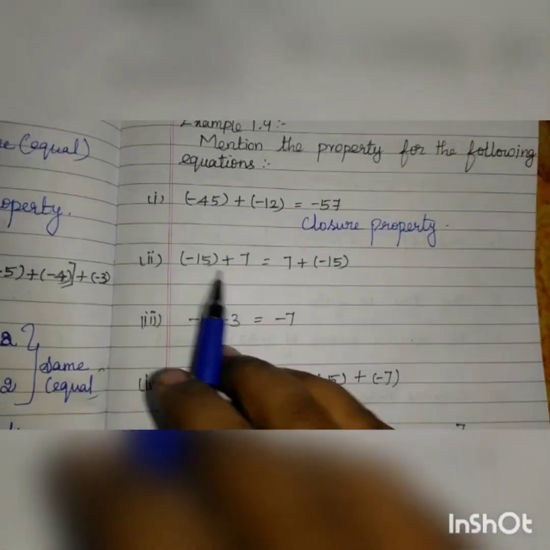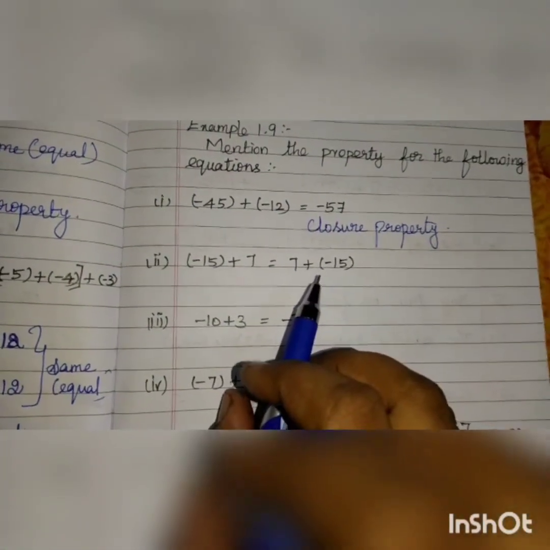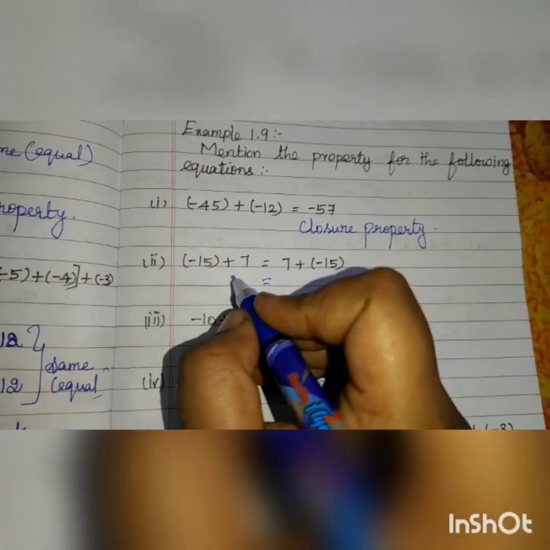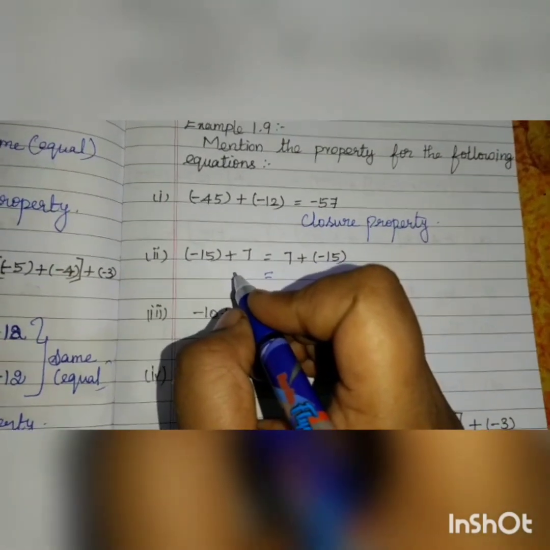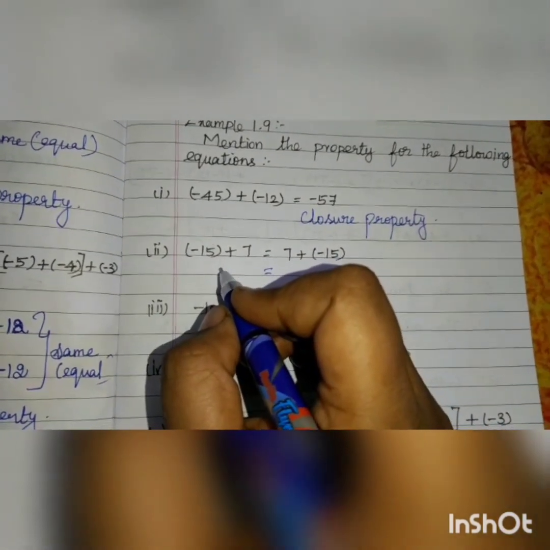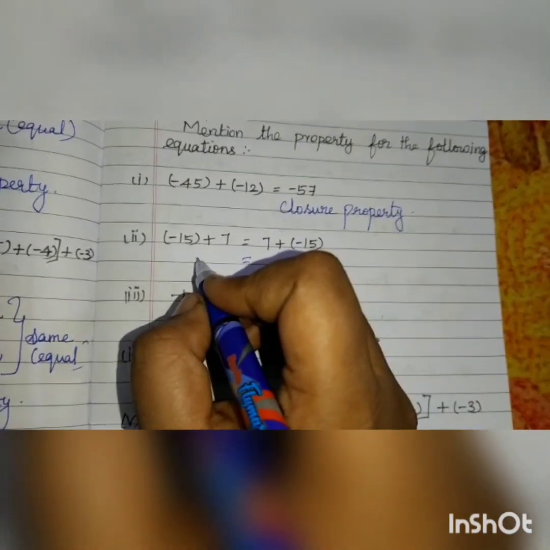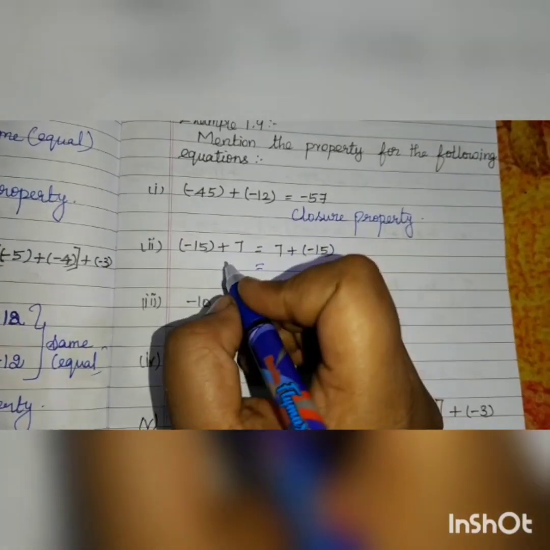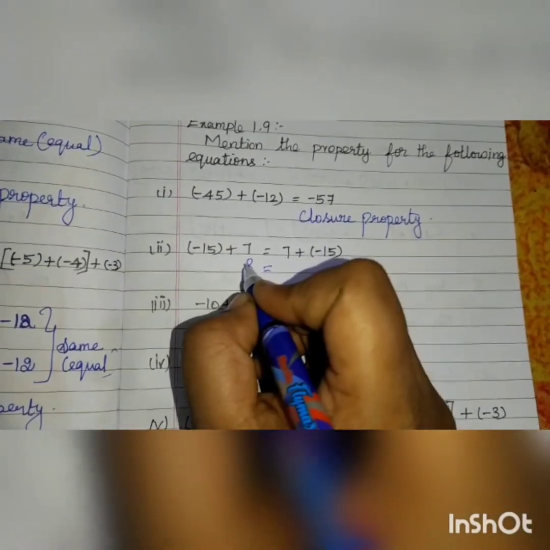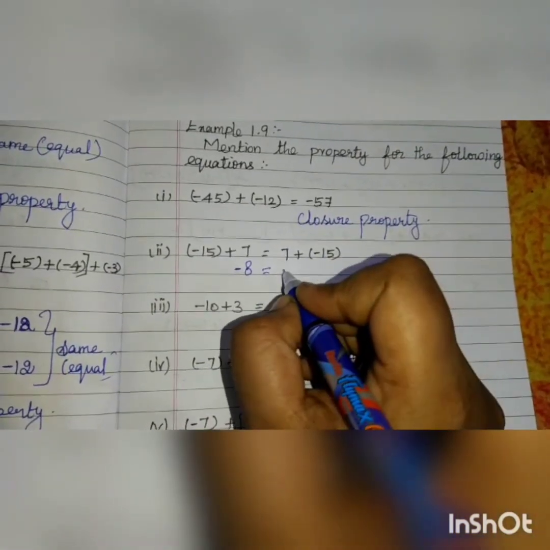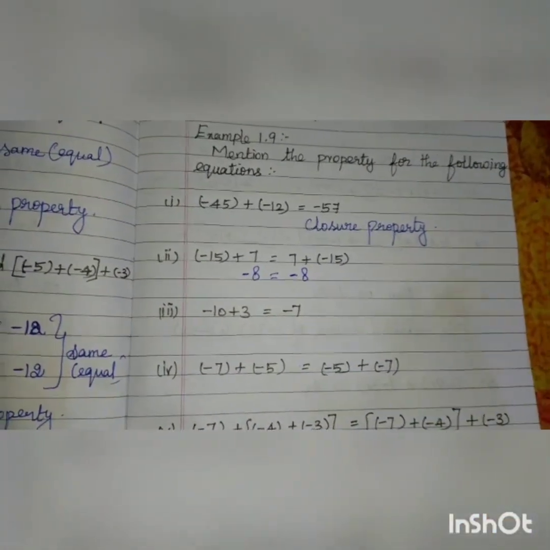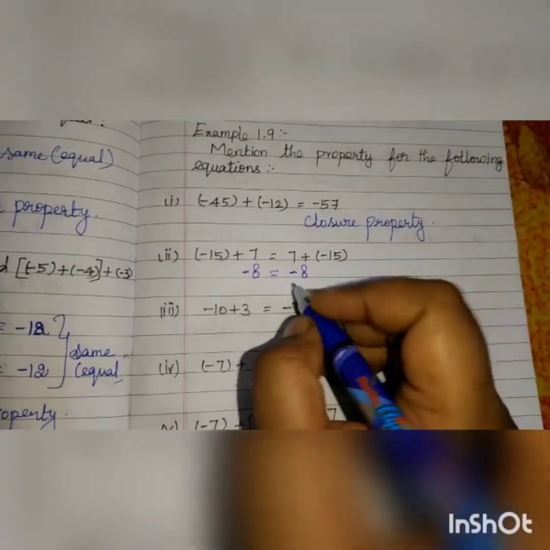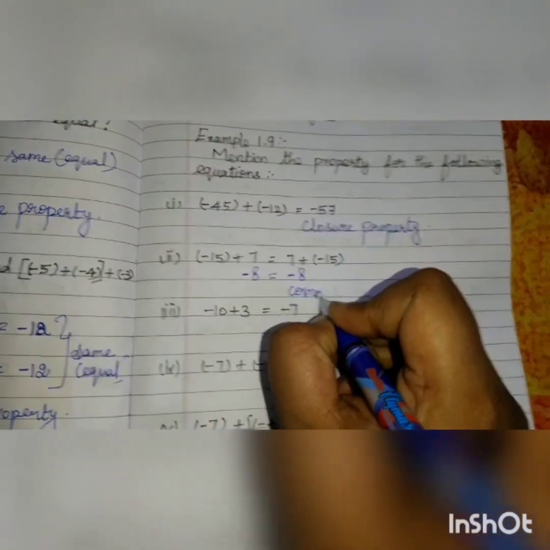Here, two numbers we add, and we will get the same answer. Then what kind of property is this? First you solve this. What answer will it come to? Minus 15 plus 7, so we want to do the subtraction. 15 minus 7 is 8. The bigger number is 15, so we give the minus sign: minus 8. Here also we will get the same answer, minus 8. So what kind of property is this? Commutative property. Very good.